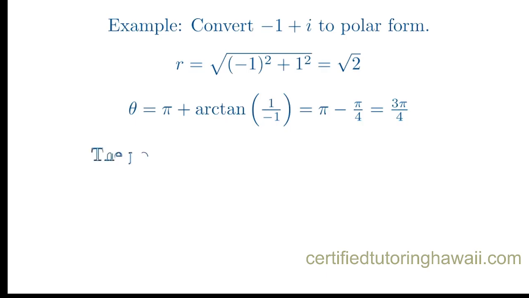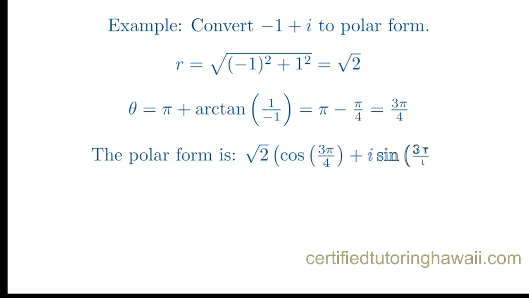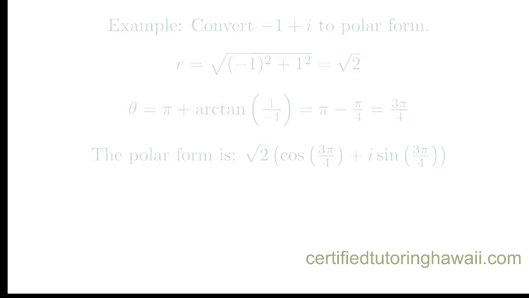So, the polar form of the complex number -1 plus i is the square root of 2 times cosine of 3 pi/4 plus i sine of 3 pi/4. This polar form is incredibly useful for multiplying and dividing complex numbers. Today, we have explored the polar coordinate system, learned how to convert between polar and rectangular coordinates, and saw how these concepts extend to representing complex numbers. We have successfully met our objective of determining a point's location using both rectangular and polar coordinates. Great work!